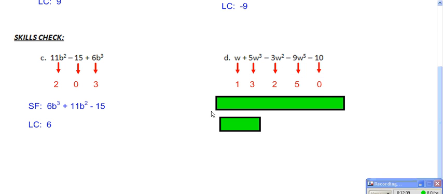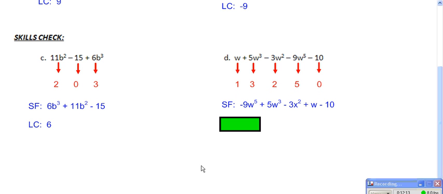In D, here's your standard form: negative 9w to the 5th plus 5w to the 3rd minus 3x squared plus w minus 10, and our leading coefficient is negative 9. This will conclude our lesson on lesson 27, 4.3 polynomials.